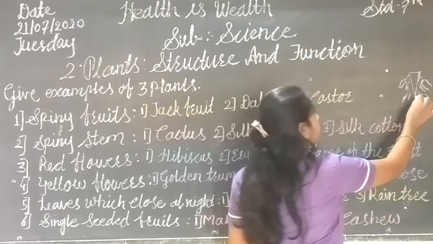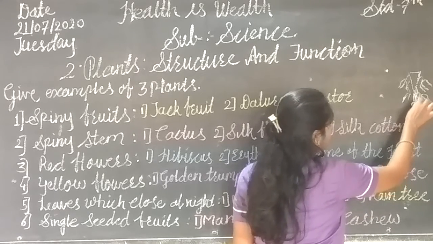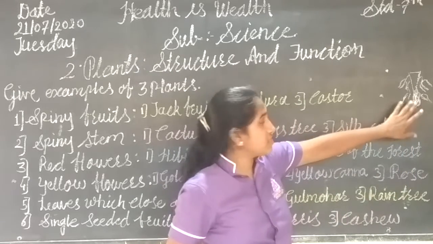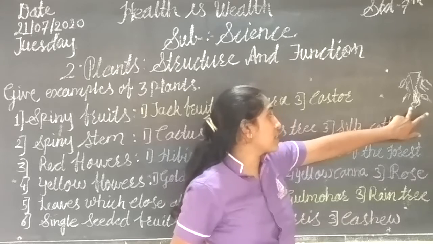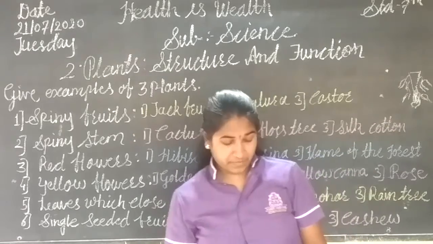See, there is a root cap. Here it is to protect the root tip from injury. There is one cap. It is a cap-like structure. It is called the root cap.